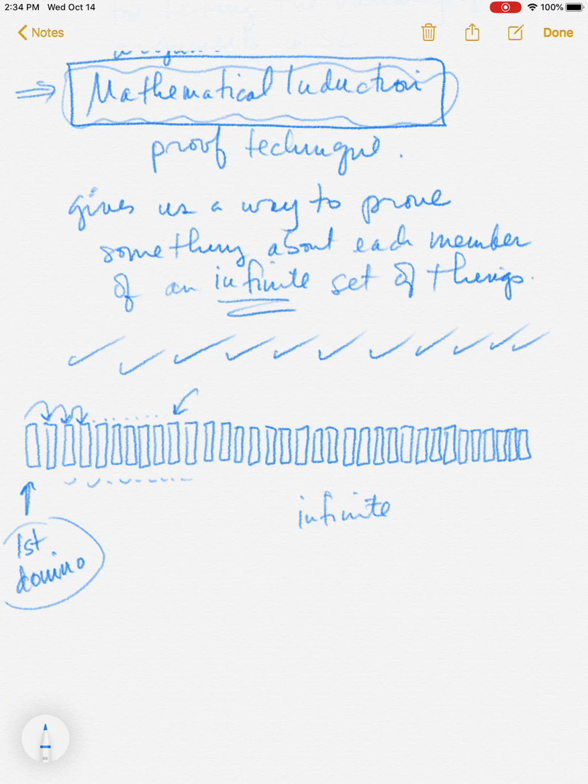I imagine that your intuition is that this cascade of dominoes is going to continue forever if we have an infinite collection of them, right? It's just going to keep going and going, forever and ever. Okay. How would you prove this? How would you convince somebody of this?